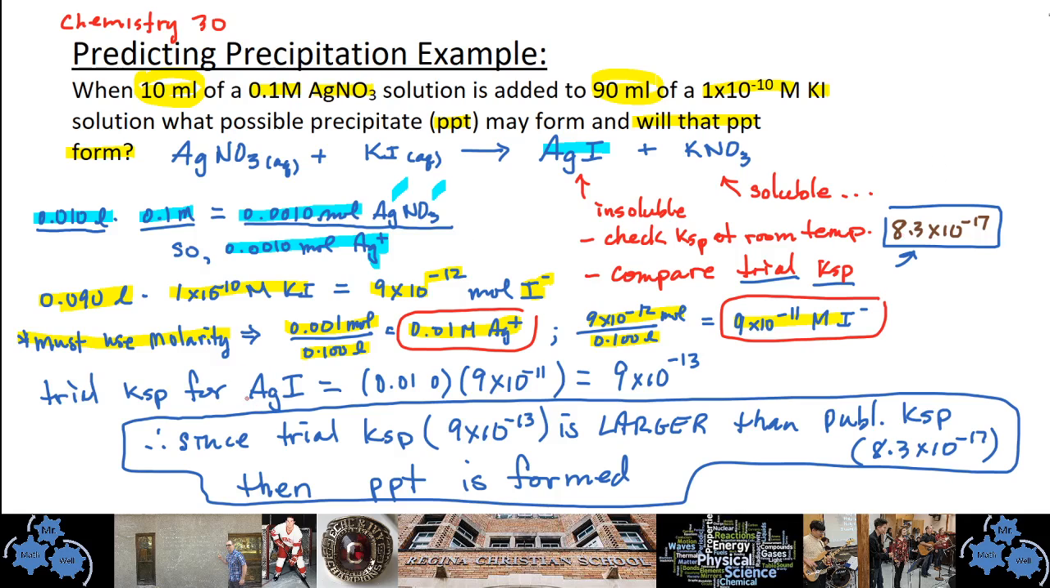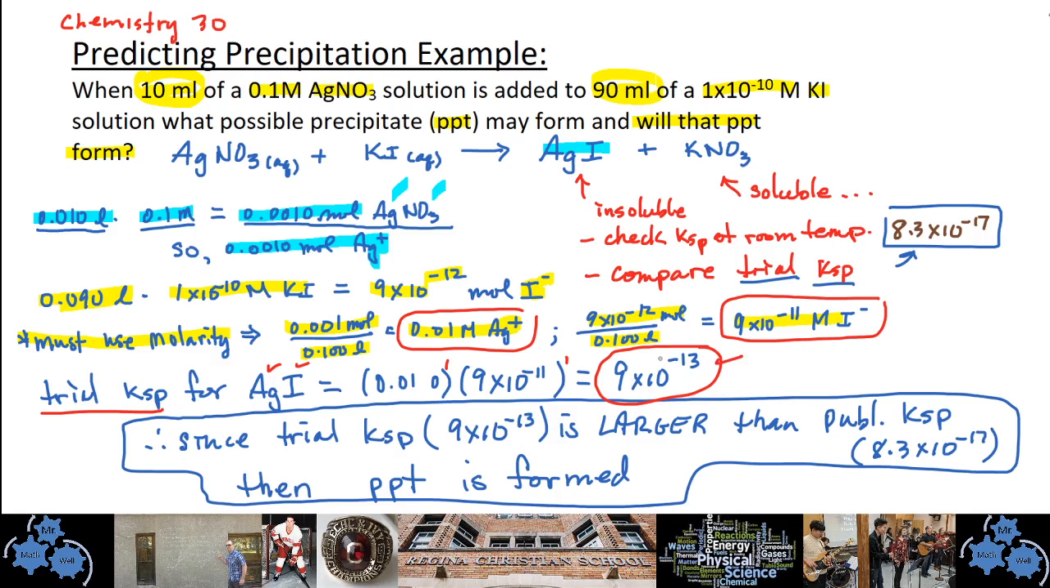Okay. Now for AgI, what you have to pay attention to is the KSP expression for AgI, because this is a 1-to-1 ratio, right? You get one Ag ion and one iodide ion when this splits up. So it's going to be the concentration of Ag+ to the power of 1 times the concentration of I minus to the power of 1. So that's why I've just multiplied them there. So when you multiply this, this is the trial KSP right here. So this is the trial KSP right here, 9 times 10 to the negative 13.